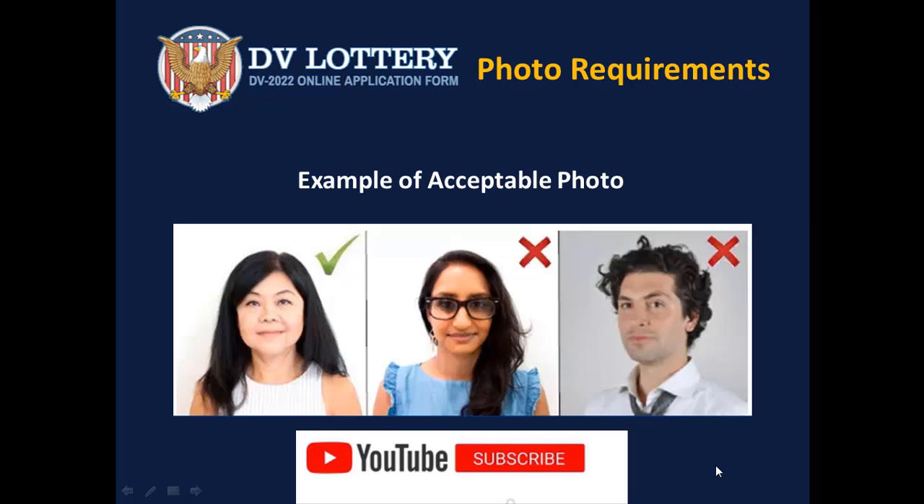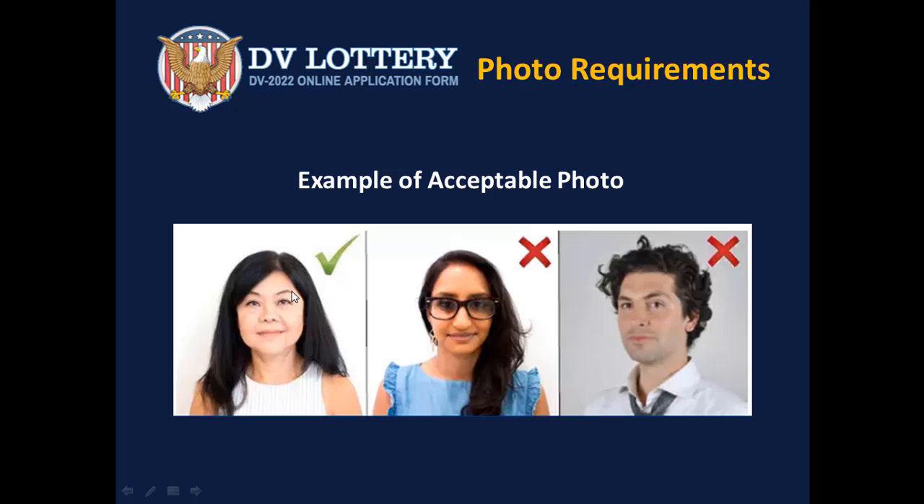So here is an example of an acceptable photo. You should have a neutral expression, which is shown on the left side with the green tick mark, and look into the camera with a white or clean background. On the middle one, she has glasses on her eyes. It's not allowed. You should take off your glasses during photography, and your face should not be tilted to the right side or to the left side. Just look in front of the camera and be straight.